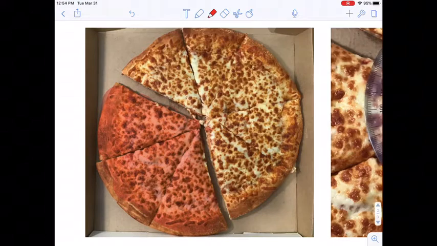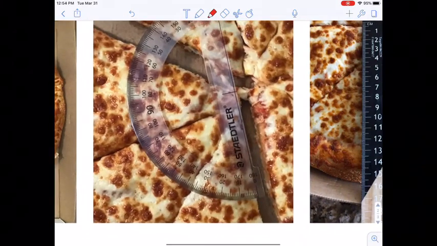Because as you know, if you share pizza with people, the slices are not equal to each other. So instead of doing that, we're going to use an angle measurement. So I went ahead and threw a protractor on top of the pizza, and so we can actually look at that. Let's say it's 127 degrees.